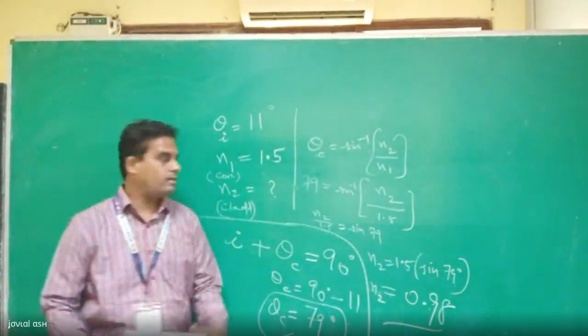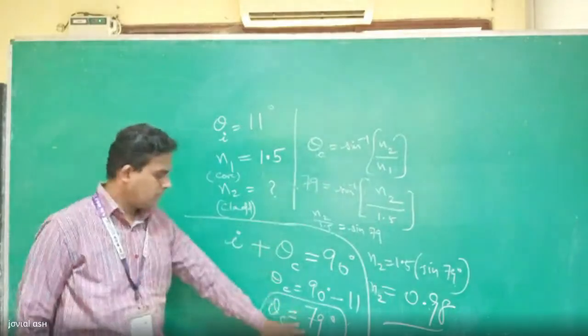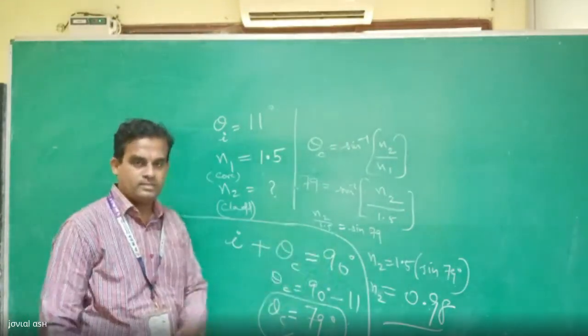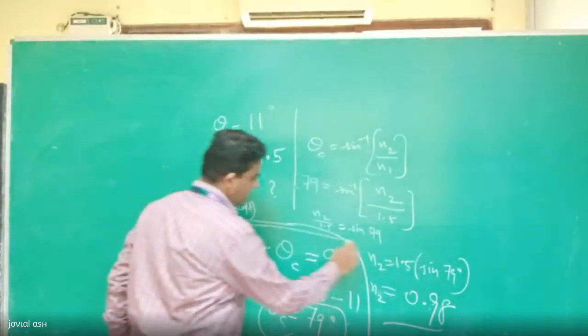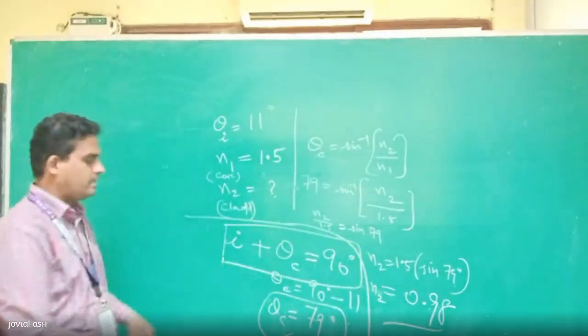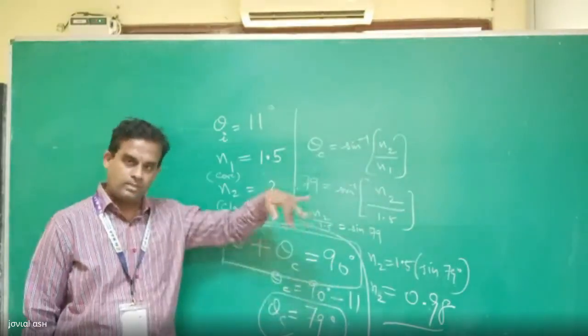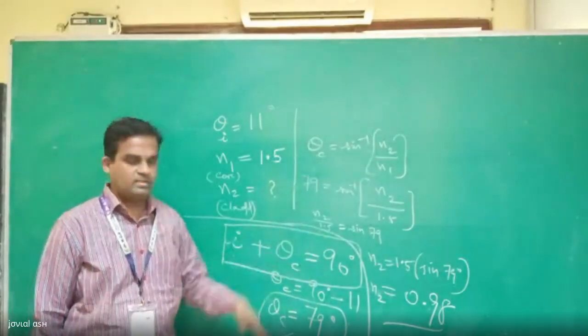Okay. So now you come to the concept. Your critical angle and your incident angle should be equal to 90 degrees always. This is a rule in optics: the incident angle and critical angle should sum to 90 degrees. It cannot be 180. It should be 90. Then only reflection takes place, either reflection or refraction.